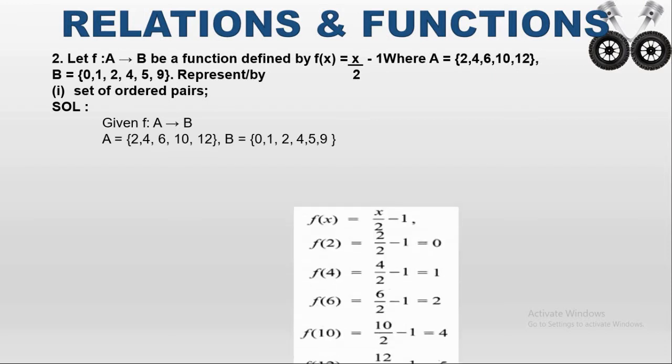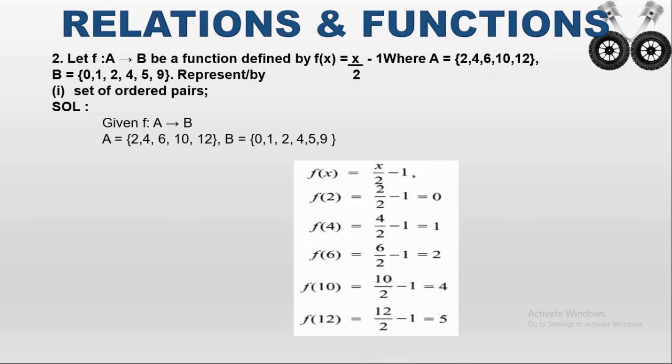For that we have to substitute the values of A in f of x. What is the first element in A? 2. So you have to substitute here. f of 2 equal to 2 by 2 minus 1. 2 and 2 are cancelled. We get the answer as 1. 1 minus 1 equal to 0. What is the next element? The next element is 4. So 4 by 2 minus 1. 2 and 4 are cancelled, we get 2. 2 minus 1 equal to 1.